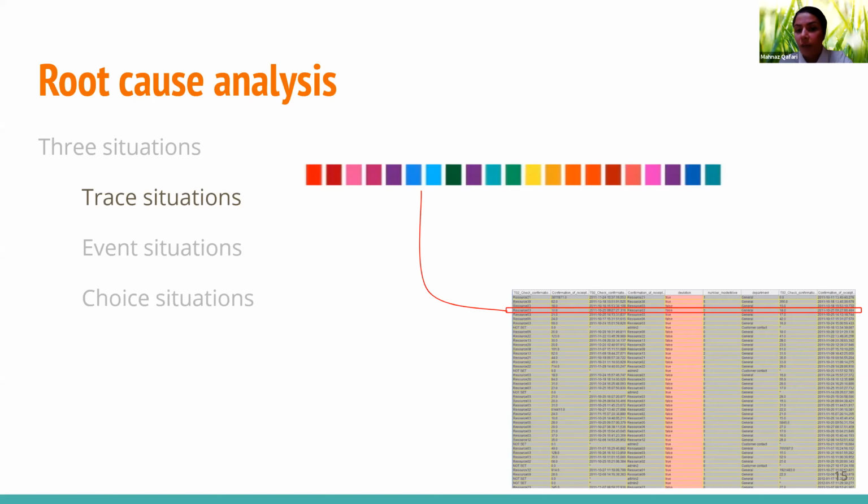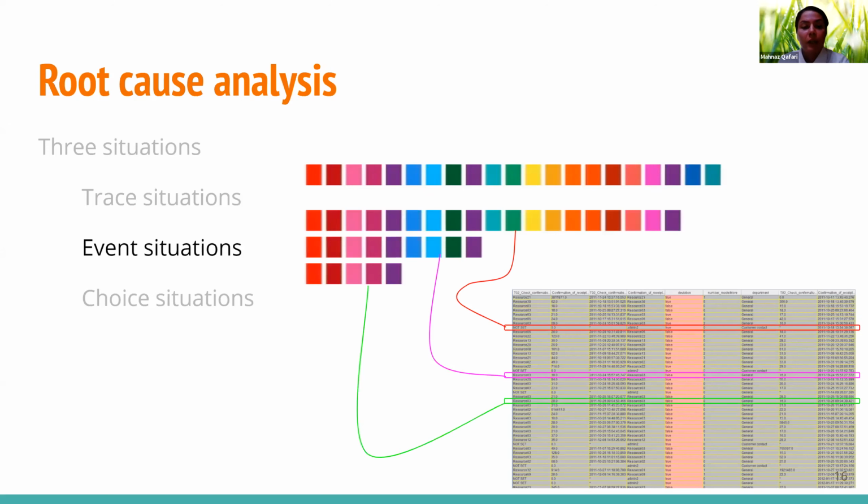Here, imagine that every colorful box is an event, and this sequence of events is a trace. A trace situation refers to a problem in a trace, for example, a delay or the duration of a trace. Then we map every trace, the information that we extract from every trace, to a row in our table.